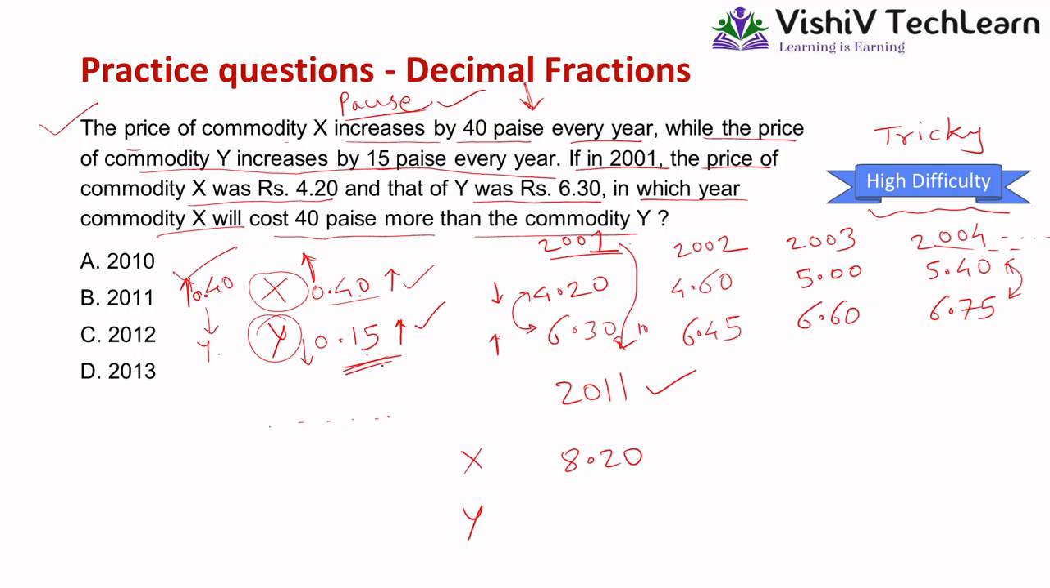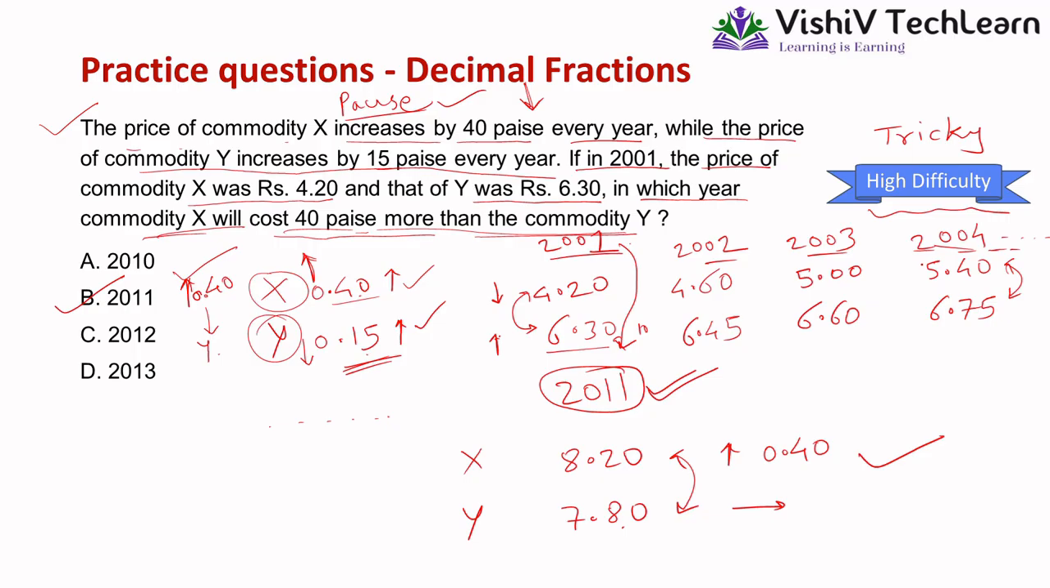And what will commodity Y be? It will increase by 10 into 0.15, which is 1.5. So 6.30 plus 1.5 will be 7.80. Now if you observe the prices, commodity X is higher by 0.40 as compared to commodity Y. And this is how we got the condition. The condition was 40 paise more than commodity Y. So we got the condition here, and that's why 2011 must be the correct answer. So option B, 2011, is correct.